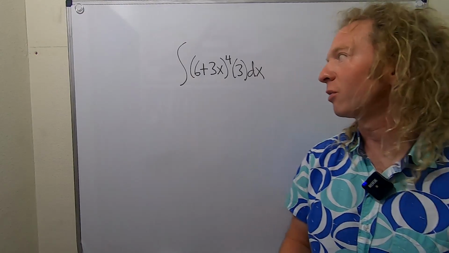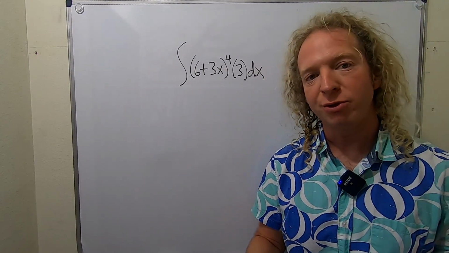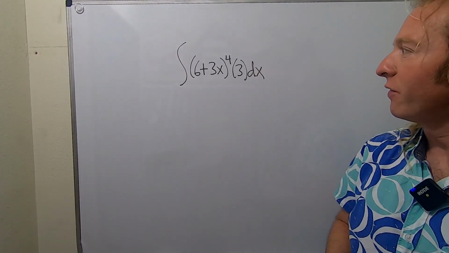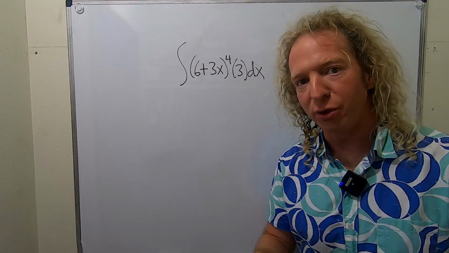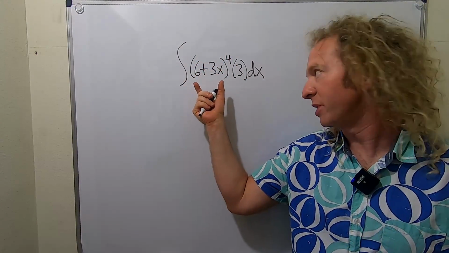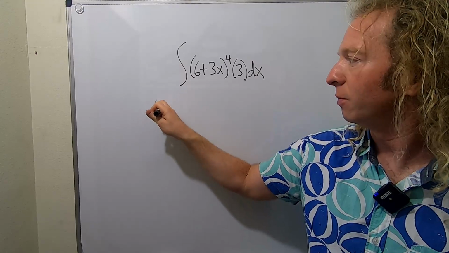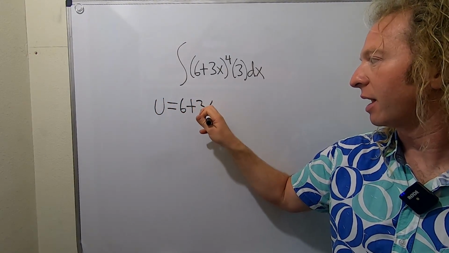Hi everyone, in this video we're going to evaluate this indefinite integral. We're going to do it using something called u substitution. So the idea is whenever you have an inside function, that's going to be your u. So in this case, this is our inside function, 6 plus 3x. So we start by letting u be equal to 6 plus 3x.